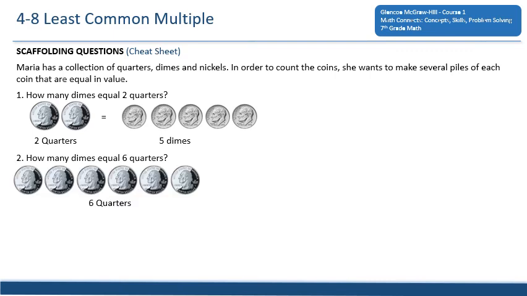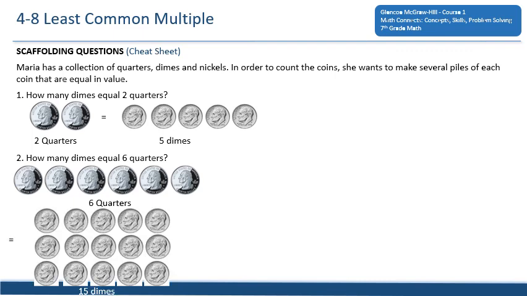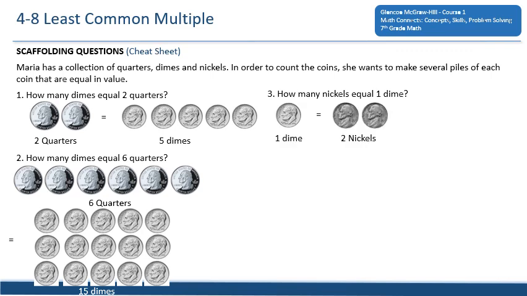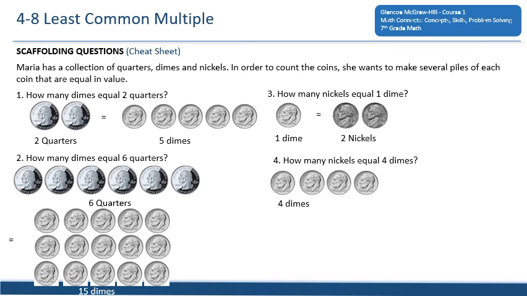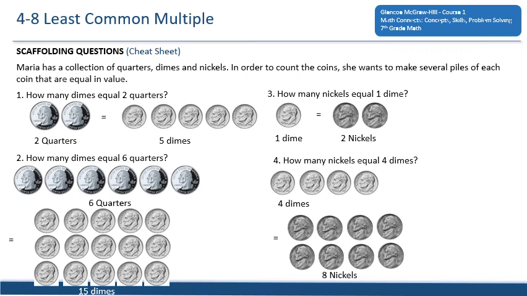How many dimes equals 6 quarters? There's 6 quarters, so we have $1.50. So how many dimes would that be? 15 dimes would equal $1.50, or 6 quarters. How many nickels equal 1 dime? Well, 1 dime is 10 cents, so 1 dime equals 2 nickels. And how many nickels equals 4 dimes? So 4 dimes is 40 cents, so how many nickels goes into 40 cents? 8 nickels.